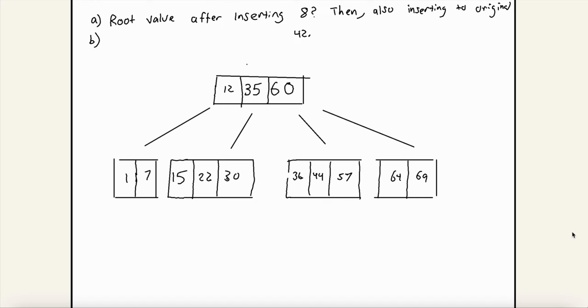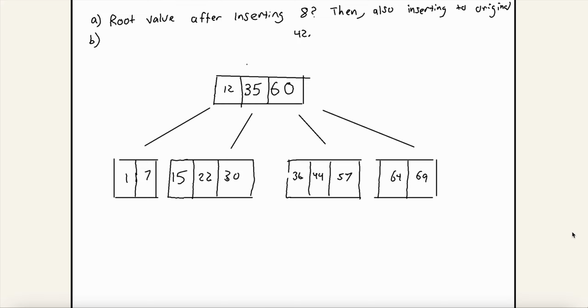All right, today we'll be going through an example of a 2, 3, 4 tree. And we have two different problems here, question A and question B. So the first one's fairly straightforward. We want to see what the root value is after inserting 8, and we also want to see what the root value will be when we insert 42. But note, this is not in order, so we will be resetting the tree after each insertion.